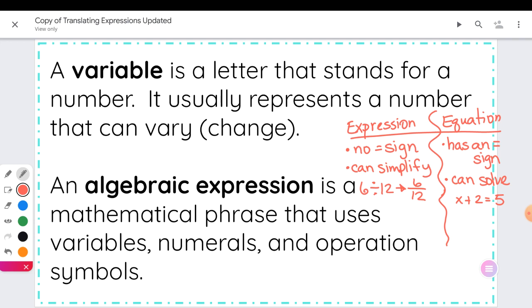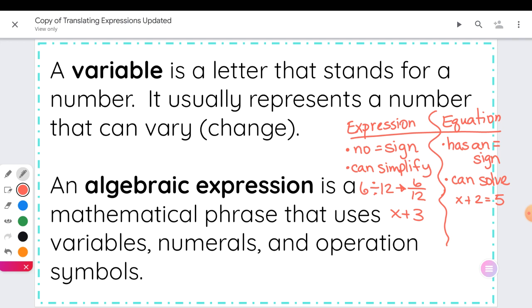Who thinks they can give me a variable expression? I wasn't very specific. Sadie? X plus 3. X plus 3 is a variable expression. It's an expression that does not have an equal sign. I can't solve that. Why not? Bryce? Yeah, we don't have enough information. If I had equals 8, I could solve it.